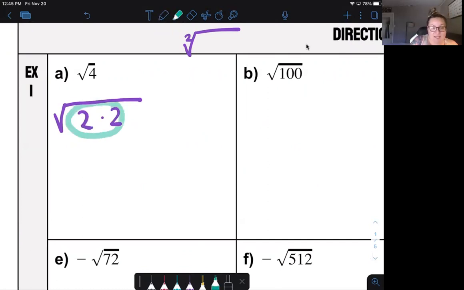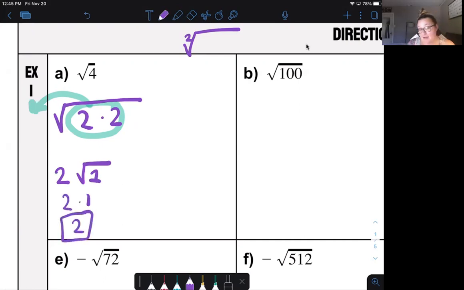So what we do is we take that number, that's a group of 2, we bring it out in front. So we bring out a 2. We bring out the number that represents that group of 2, and we put it in front of the radical. Well, if we bring out those 2's, then what's left in the radical is technically a 1. Well, what's the square root of 1? 1. So this is really just 2 times 1, or 2. And that is why the square root of 4 is 2.